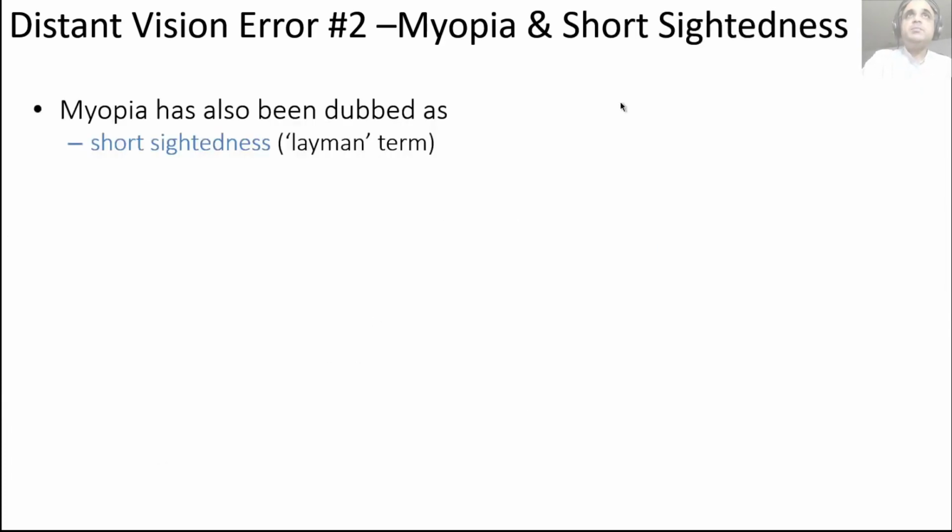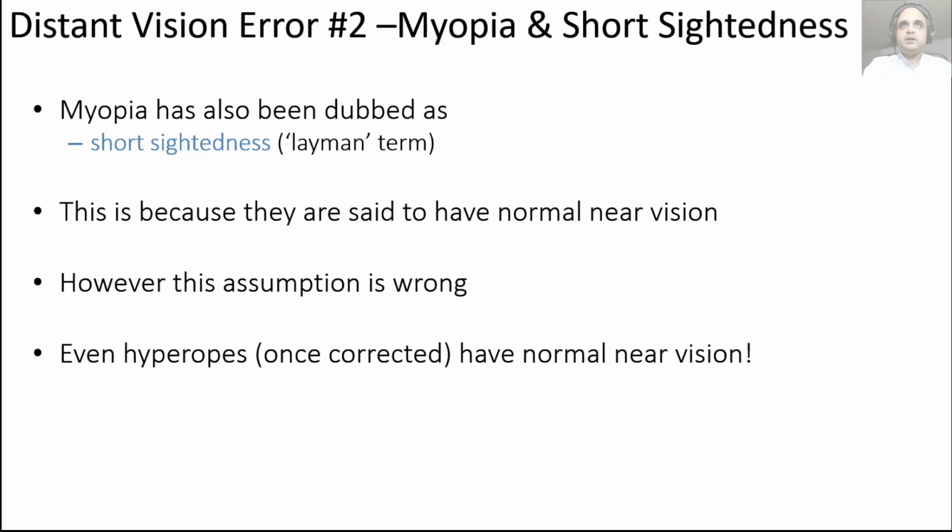Let's talk about the abuse of the term short-sightedness. Myopes have been called short-sighted because their near vision is normal or better than distant vision. And we have seen why that is, because their eye power is more than normal. So they're comfortably doing near vision tasks most of the time. But this assumption is wrong. Even hypermetropes, once you correct their hypermetropic error, have normal near vision.